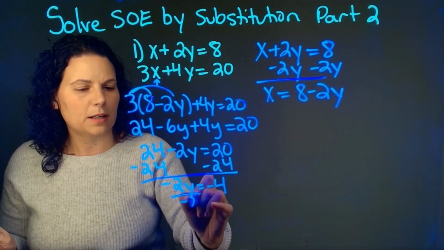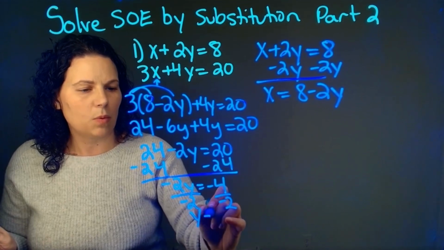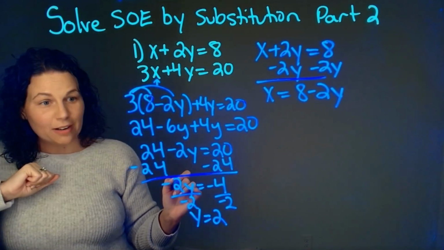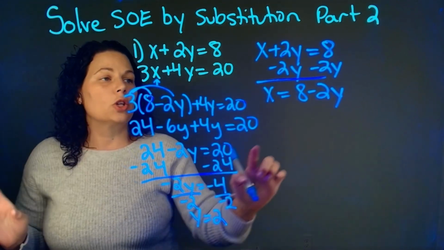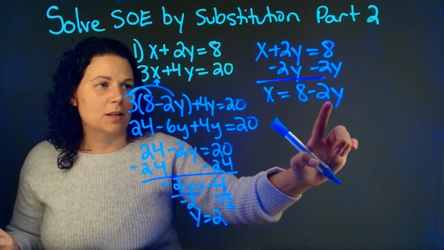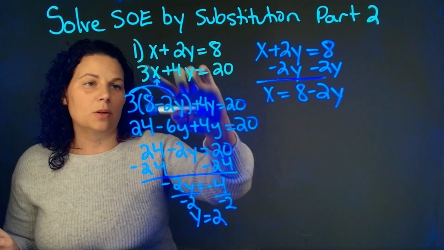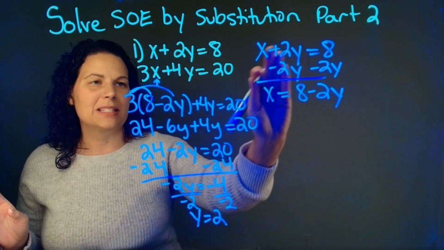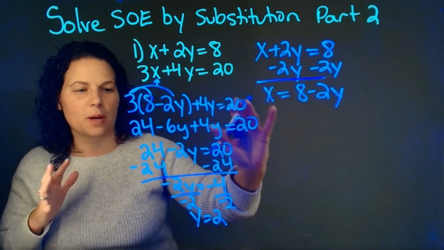We're going to divide by -2. And we've got y equals 2. Okay, but I'm not done yet. I only have y. I still need to get x. You can plug it in right here, or you can plug it into one of the originals. I tend to go back to the originals just in case I made a mistake here. It kind of helps me catch my mistakes.